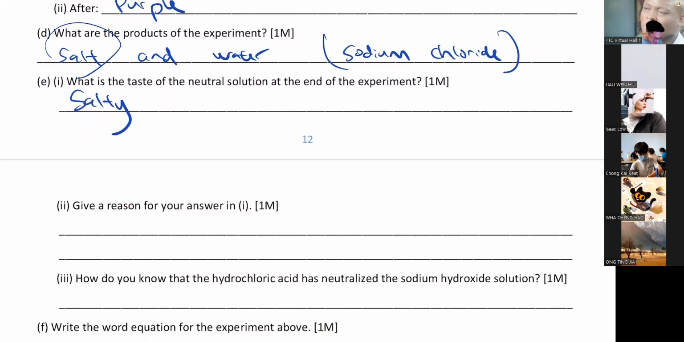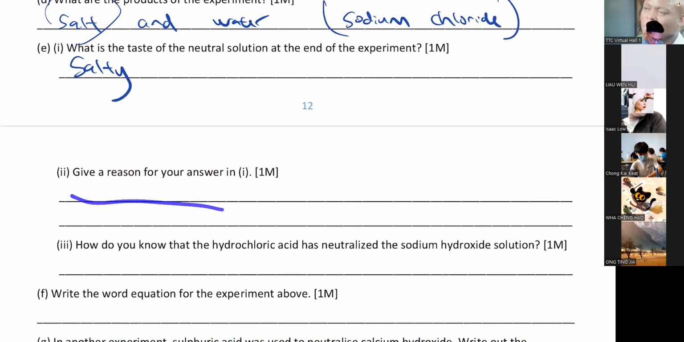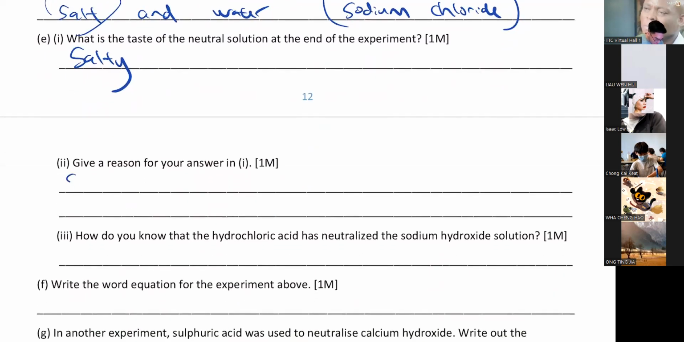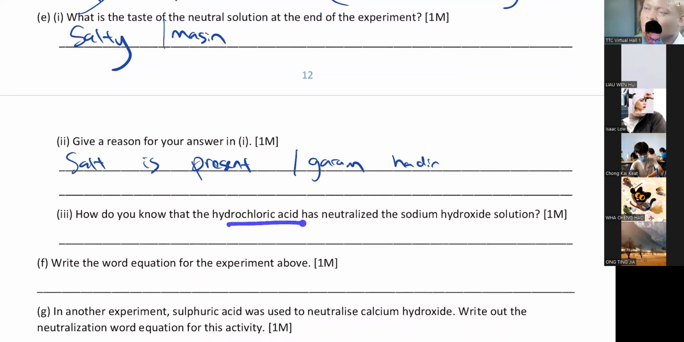Yeah, I agree. Anyway, give a reason for your answer. So why salt? Because salt is present. Sorry, this is masin. So, garam ada. Okay, so how do you know that the acid has neutralized the sodium hydroxide? Very easy. Your universal indicator turns green.